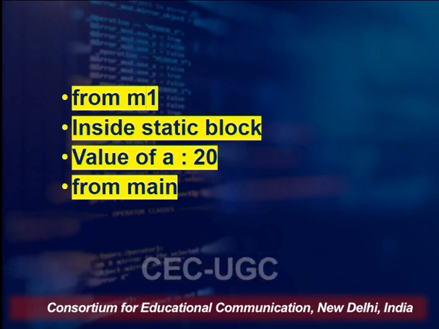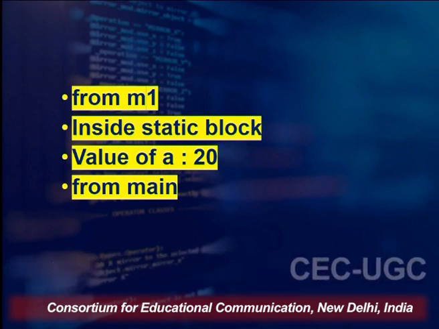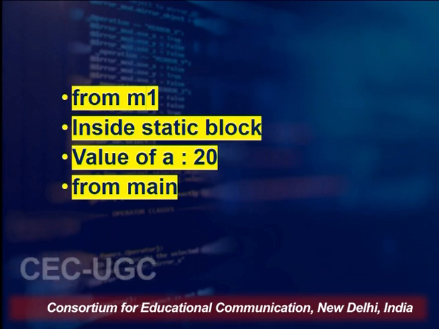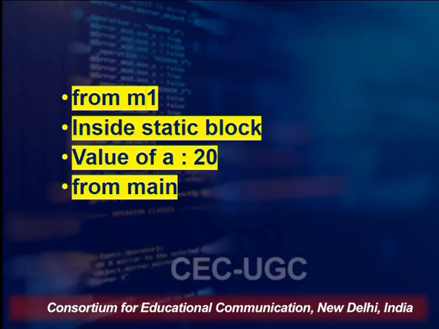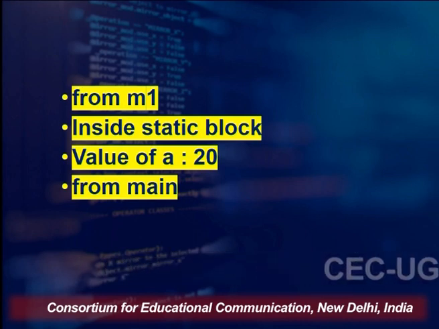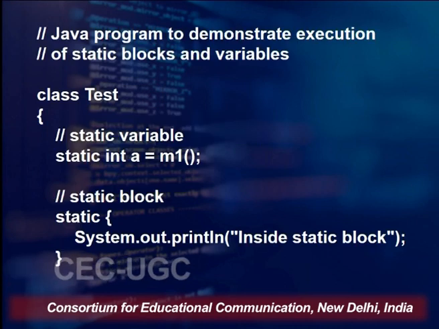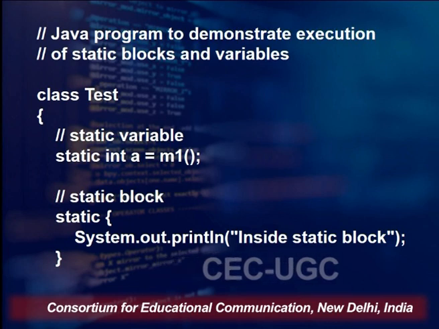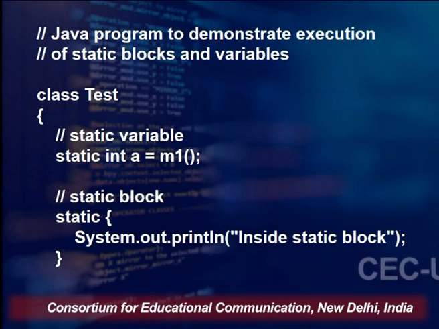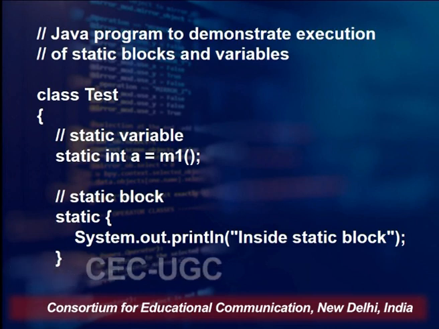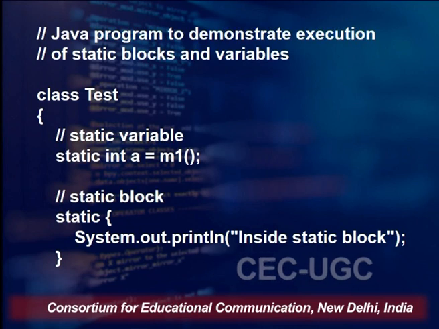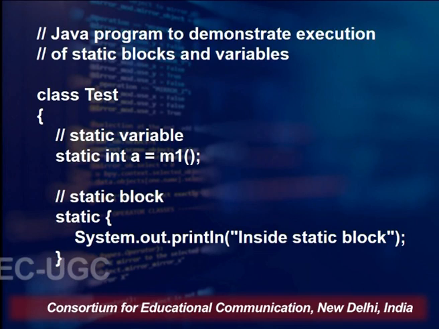Then the static block is there. So "inside static block" is being printed because that is being covered here, if you can see. But before reaching this static block, when the class Test was loaded, it is going to first call this m1 in order to initialize the value of A. On this, m1 is being called.